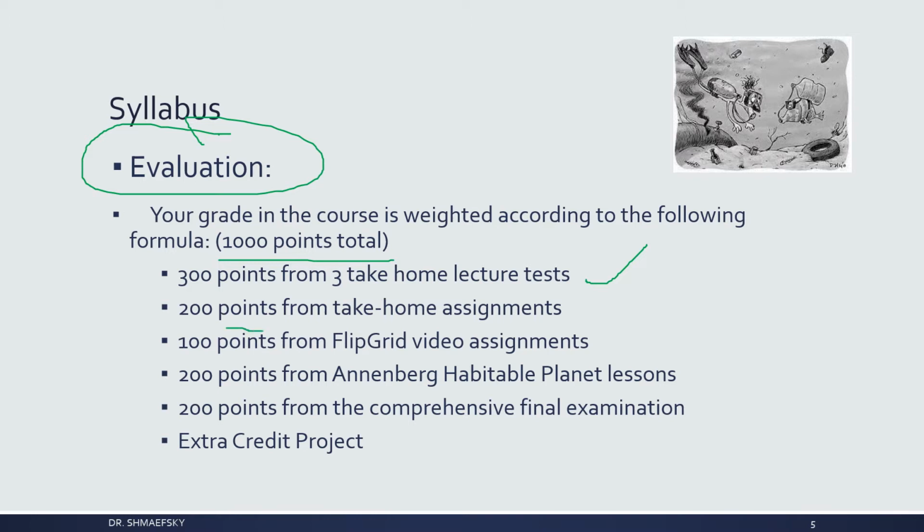There'll be 200 points for different types of assignments we'll be doing. These assignments will be anything from labs to different types of activities. There will be 100 points awarded to what we call Flipgrid video assignments. I will give you a topic, and you will do anywhere from a 3 minute to no more than 10 minute video. Some people like talking that long.